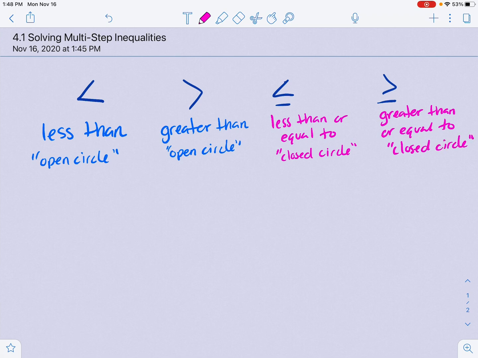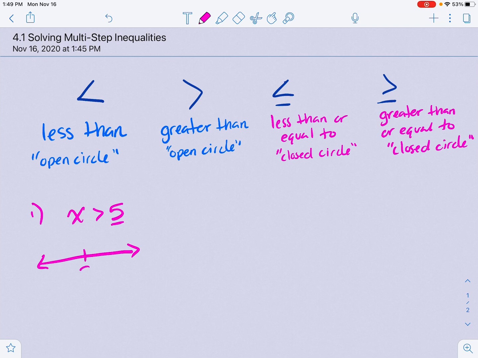So if it's like x is greater than or equal to 4, it can be 4 or anything bigger than 4, is kind of what that means. Okay, so once we get down to the equation being solved, we're going to have an answer that looks like this. And that answer we're going to put on a number line so that we know all of our possibilities that the answer could be.